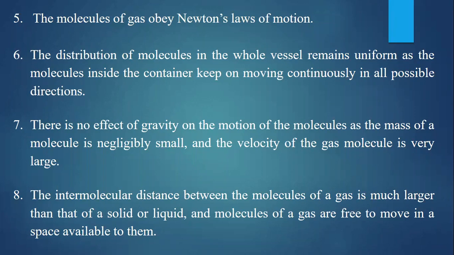Sixth one, the distribution of the molecules in a whole vessel remains uniform as the molecules inside the container keep on moving continuously in all possible directions. So what it says, there is no accumulation of the molecules at a certain position or certain space. The molecules will move continuously without stopping. Because of that, the distribution of the molecules inside the container is going to be uniform. That is, it is not that more molecules accumulate in one place and fewer molecules are in another.